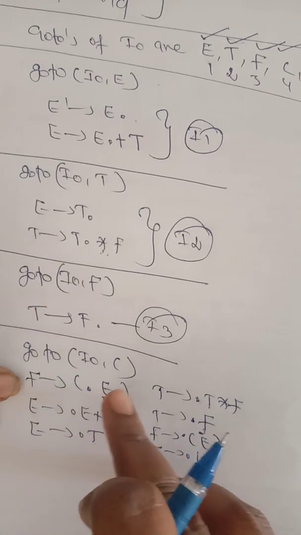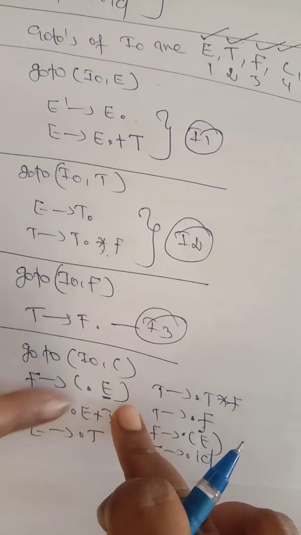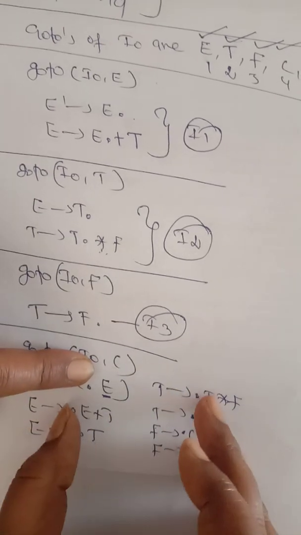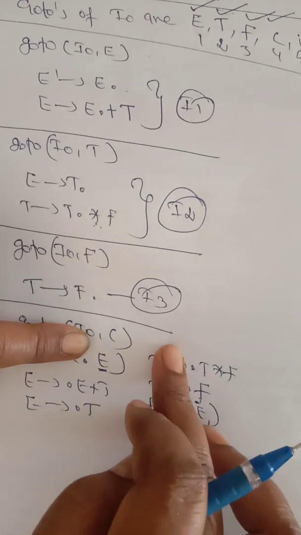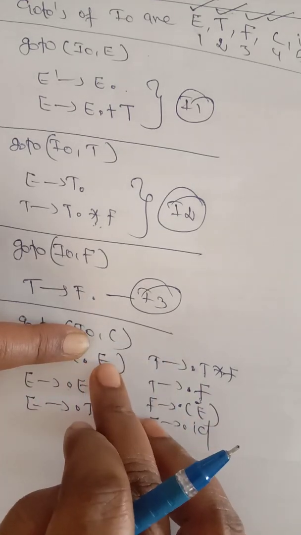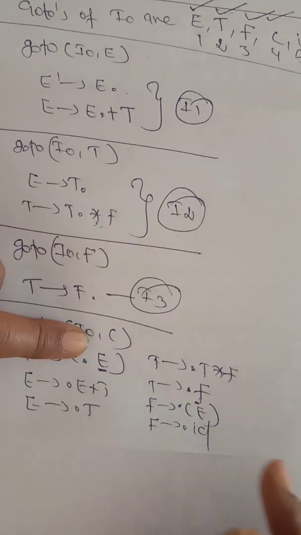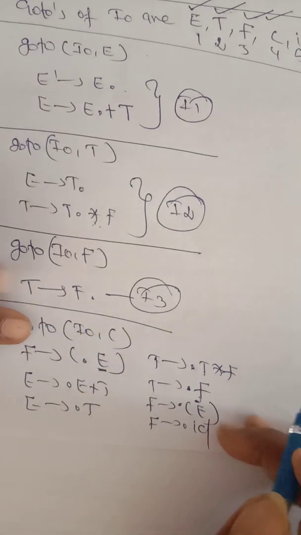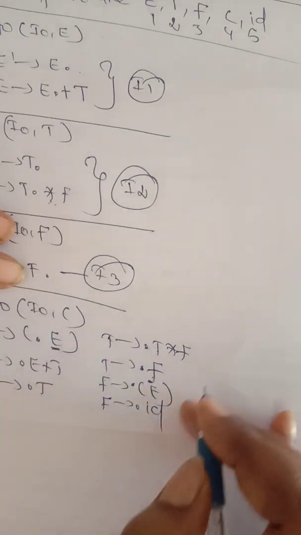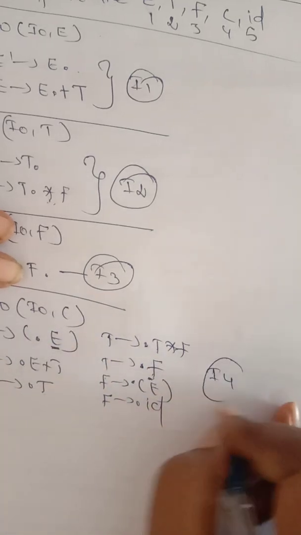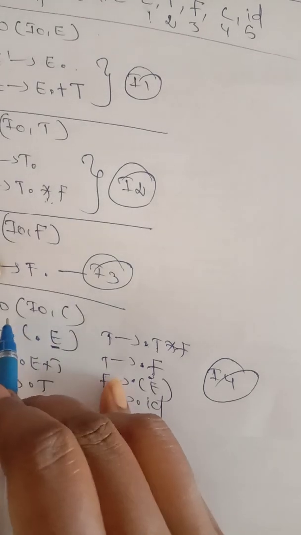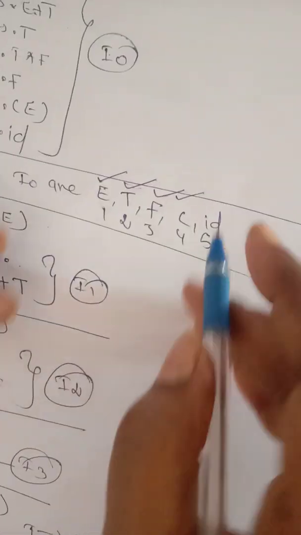Open bracket dot E close bracket. Okay, so here maybe the remaining productions are matched with I naught, but the first production is not matched. Here, matching means all the productions are matching with the available set, no problem. If any one production is not matched, give a new name to that production. So here the first one is not matched, so give a new name to this set of productions, I4. So goto of I naught comma open bracket is I4. Okay, so it's over.